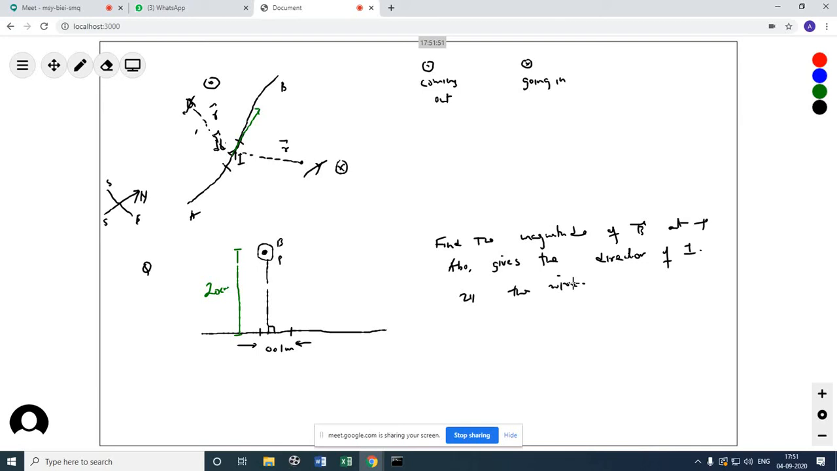Yes. How to solve this? Find the magnitude of B vector at P.